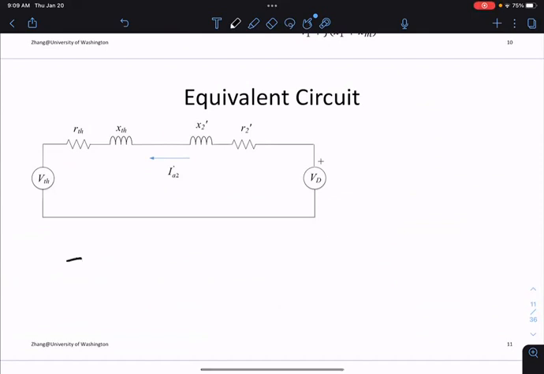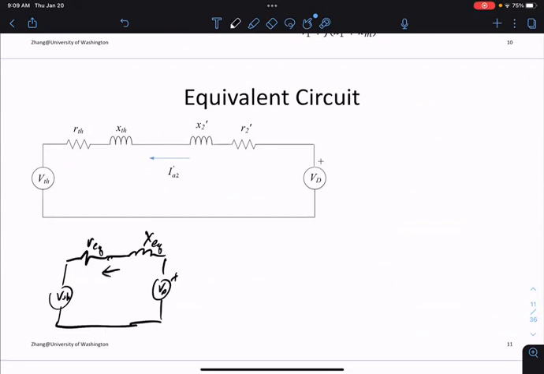So here it becomes R equivalent, X equivalent, VTH, and VD. We have a developed voltage, and then the circuit adjusts some resistance and some inductance to prime. And with IA2 prime, all these equations now become pretty easy to write down.